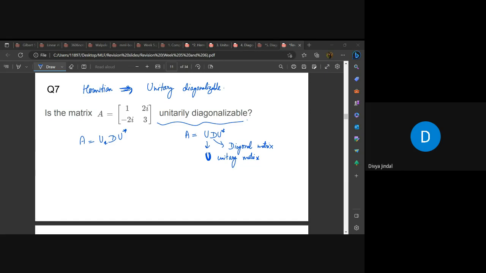Ma'am, sorry, I lost my connection. I just wanted to get clarification. We have to find the eigenvalues, right? The question is, now you have checked that this matrix is unitary diagonalizable since it is a Hermitian matrix. Now you have to find D and U. To find D, I need to find eigenvalues, right? Yes, you need to find eigenvalues. That would be the long route that we know. It's a 2 by 2 matrix, so it will not be so difficult.